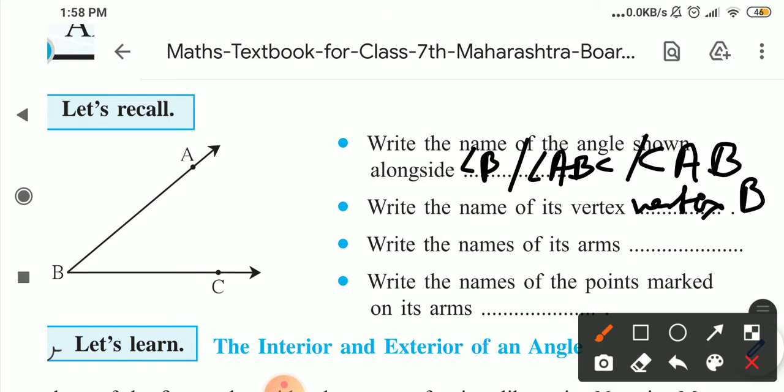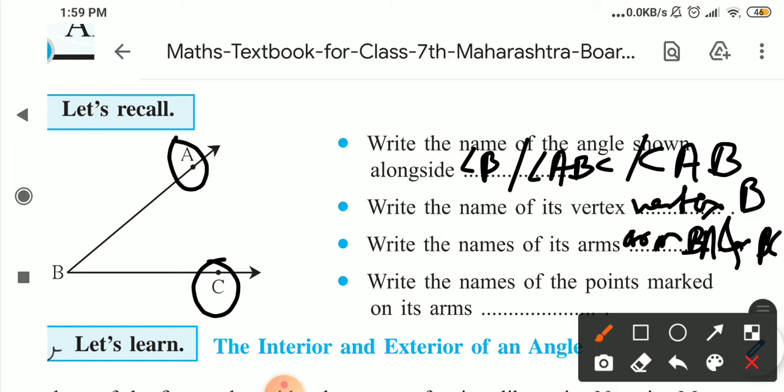Next question. Write the names of its arms. You know that an angle is made up of two arms, that is arm BA and arm BC. Next question is to write the names of the points marked on its arms. Which points are marked here? Point A and point C. These are the points.